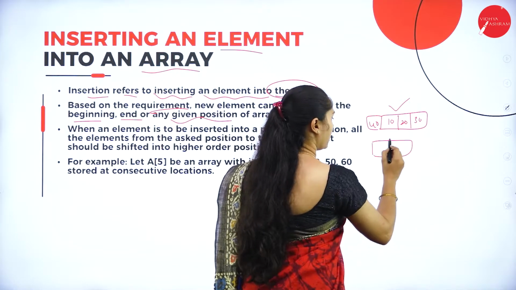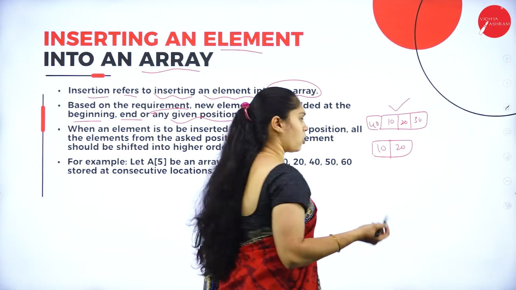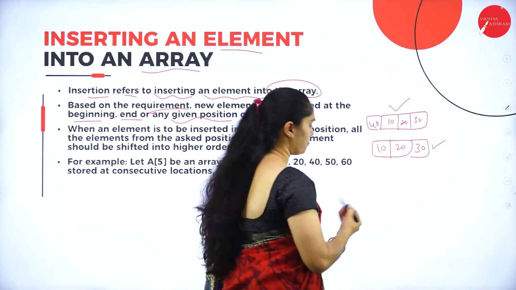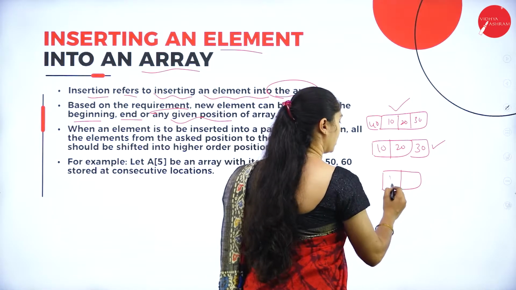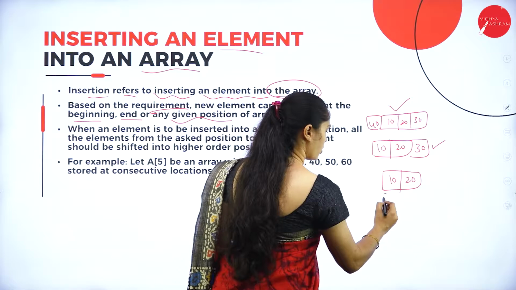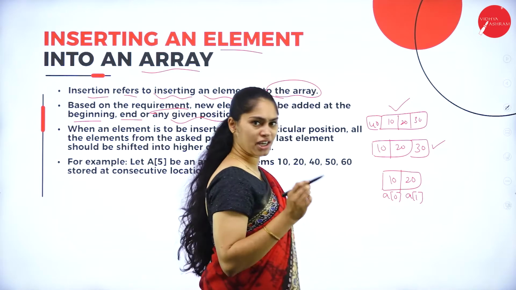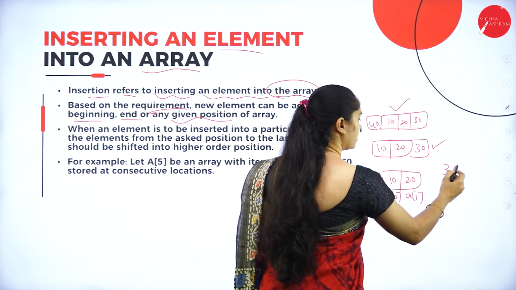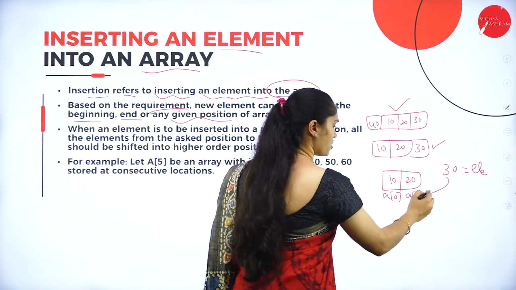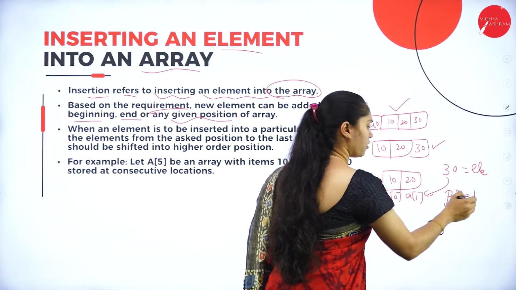And again I have only 10, 20. Now I want to insert an element called 30 at the end. So then we are going to add this. Fine. Then again I have only 10, 20. Now consider A of 0, and this will be A of 1. I want to add an element called 30 at the position A of 1. So the position will be 1 here and I want to add 30.